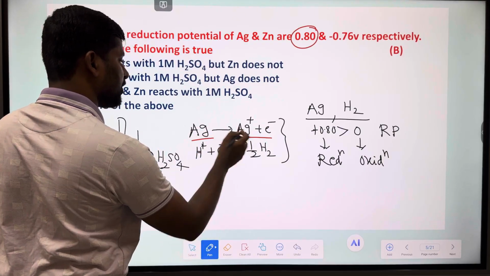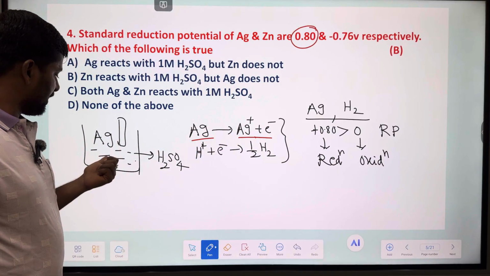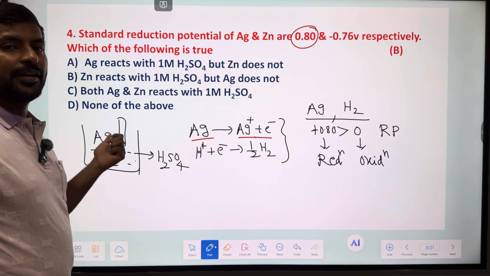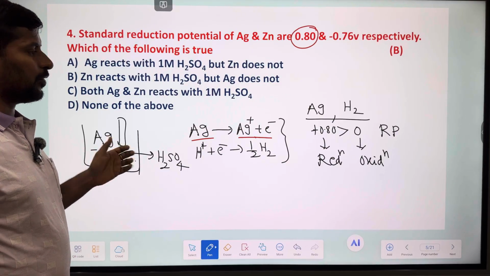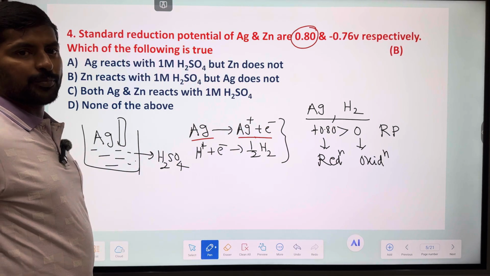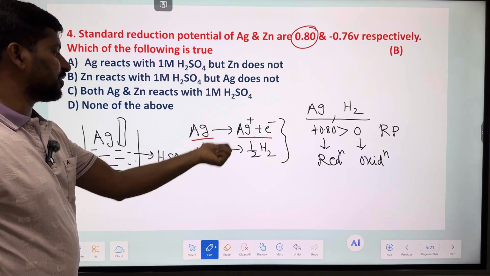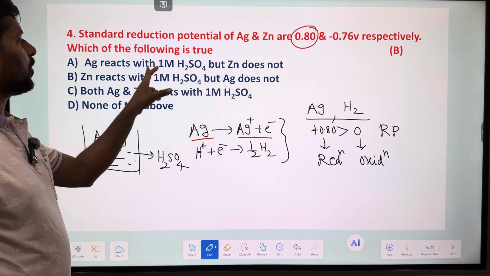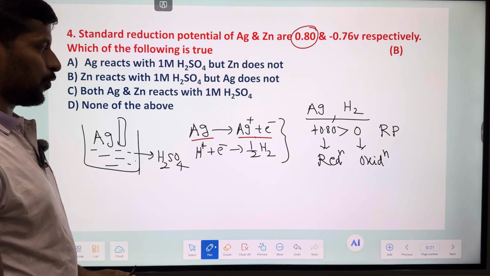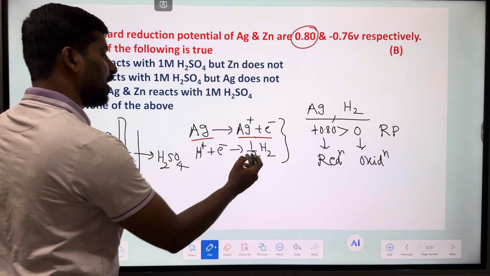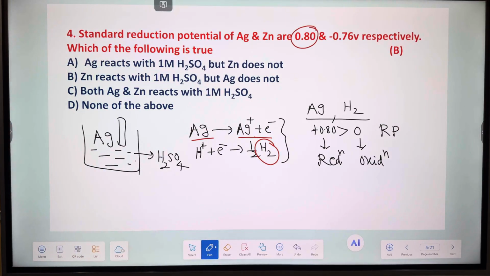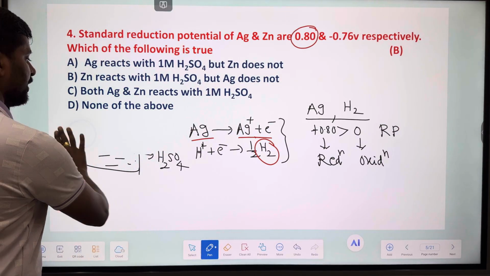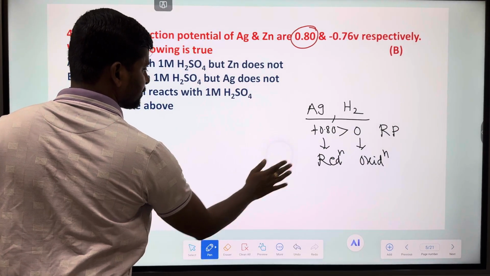Reverse reaction. Ag+ plus electrons gives rise to Ag. But is there Ag+ ions or silver? Silver. Ag+ ions are not there, silver we have. So that means the reverse reaction is possible, but this reaction is not possible. That means silver cannot react with H2SO4, and silver cannot produce hydrogen gas with acid. Okay, what about zinc?